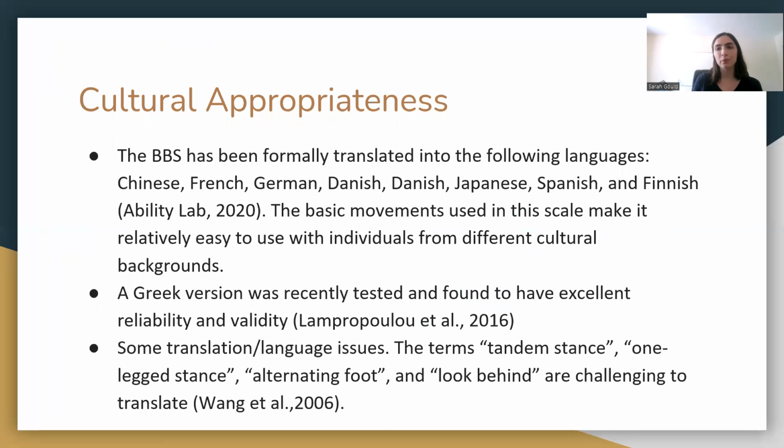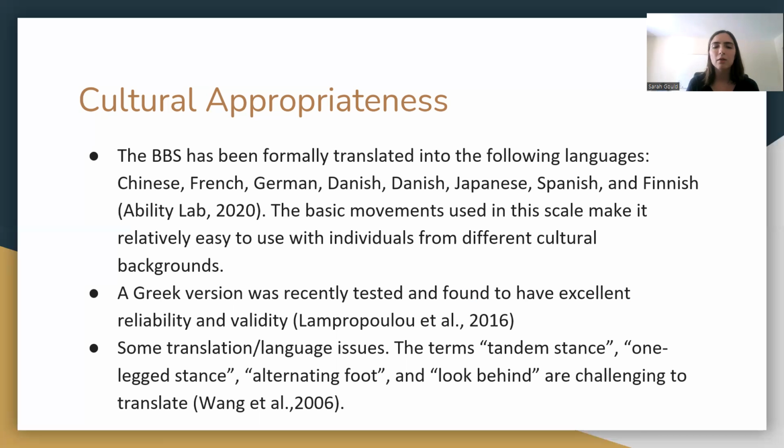In terms of cultural appropriateness, the BBS has been formally translated into a variety of languages, including Chinese, French, German, Danish, Japanese, Spanish, Finnish, and the basic movements that are used in the scale, as you'll see if you look at the handout on the Berg scale, if you go through each item, you'll see that the movements are pretty basic, and can be understood by a wide range of people from different cultural backgrounds, which makes it pretty easy to translate. Also, a Greek version was recently tested and found to have excellent reliability and validity.